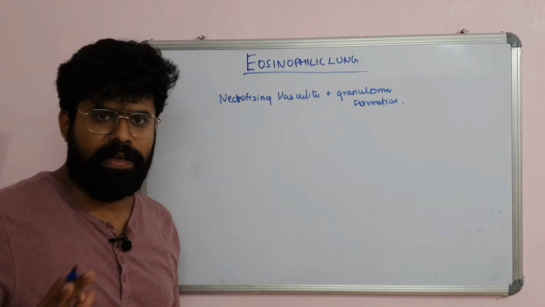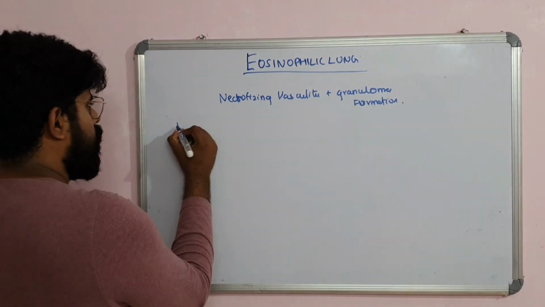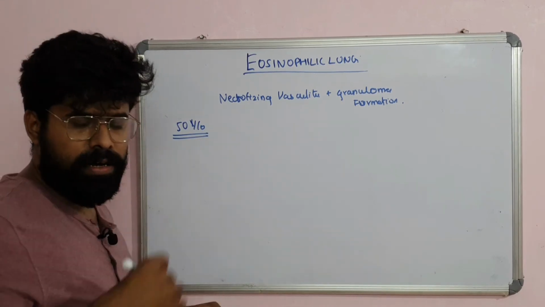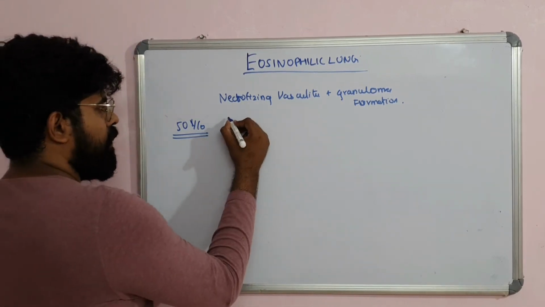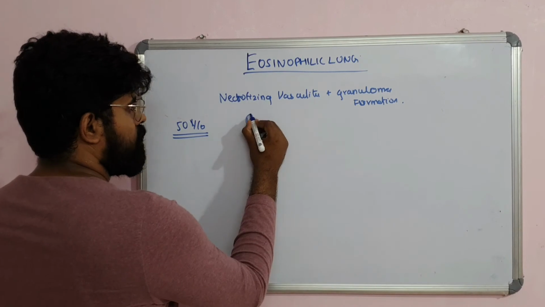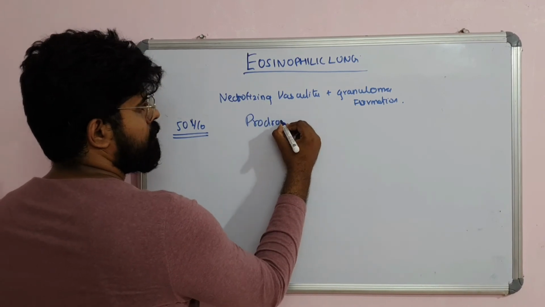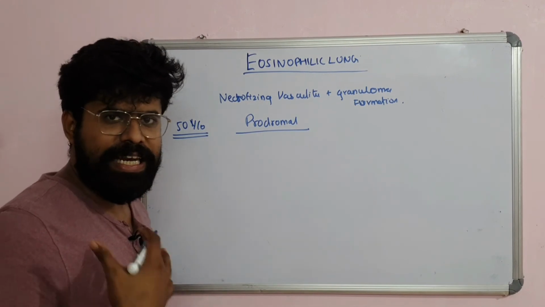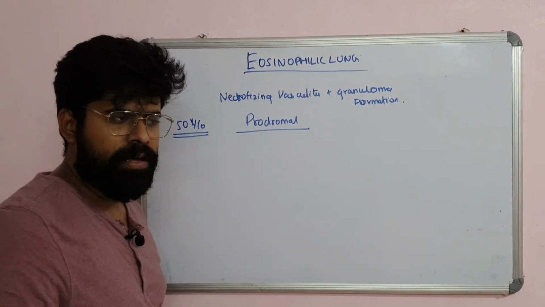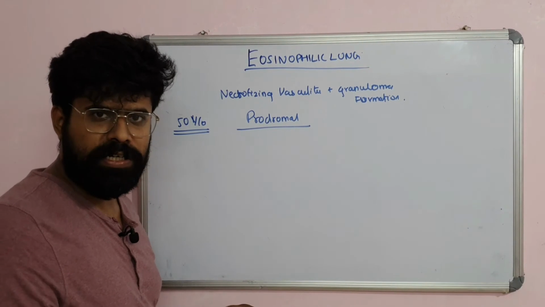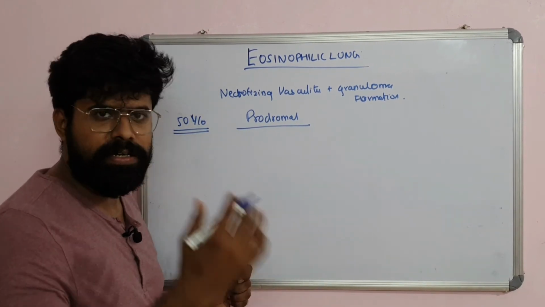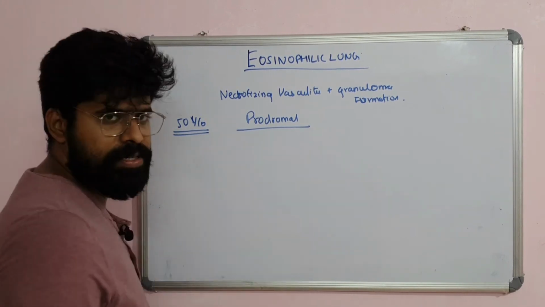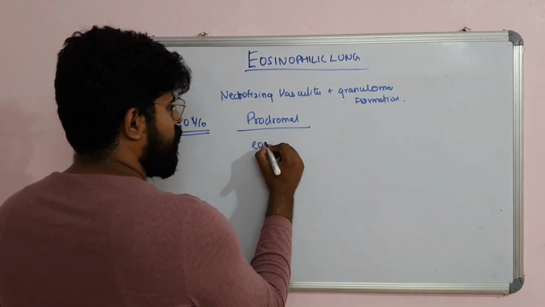Basically, the disease presents at around 50 years, which is the usual age of presentation. There will be three phases. The first phase will be the prodromal phase. In the prodromal phase, the patient will have symptoms of allergic rhinitis and bronchial asthma, presenting in his 20s to 30s. So there will be a period of about 10 years from the onset of bronchial asthma to development of vasculitis. So these are the prodromal symptoms. Then we have the eosinophilic phase.